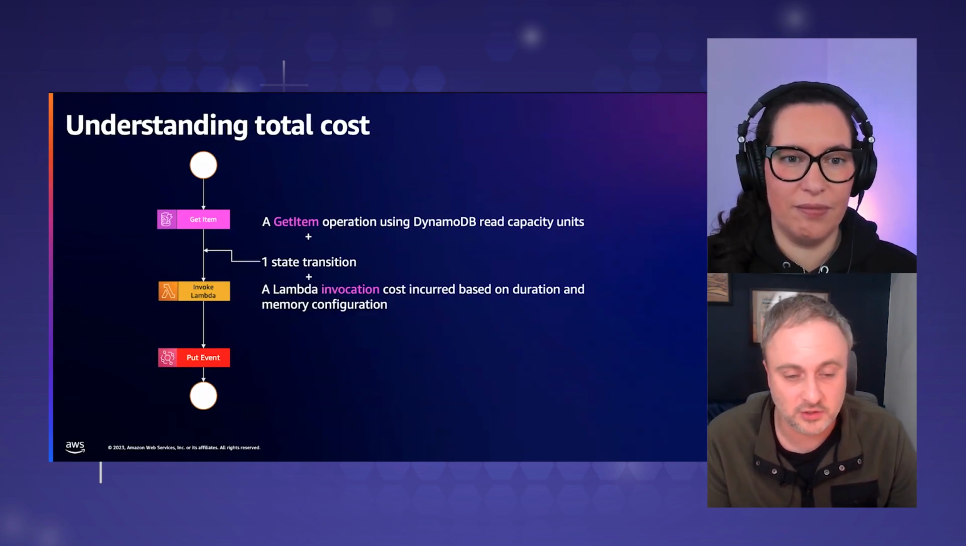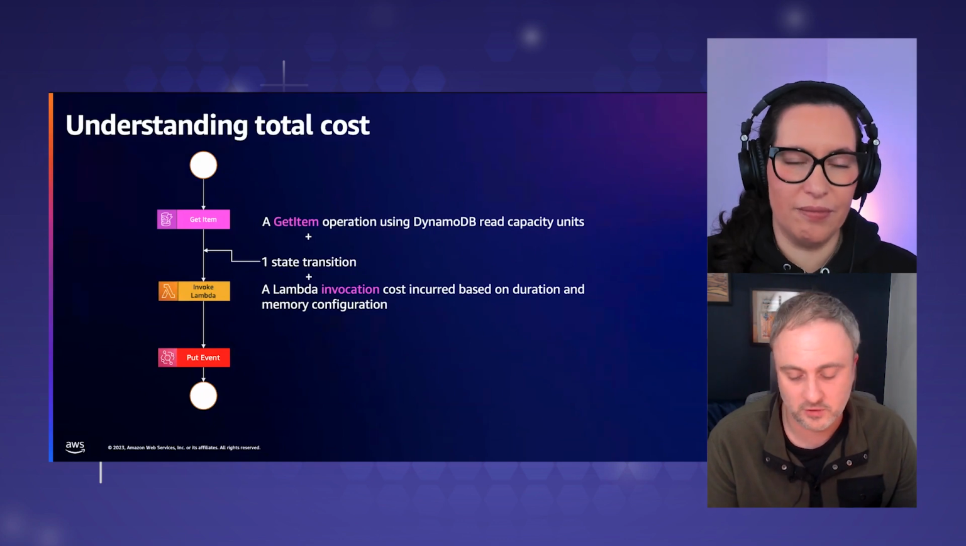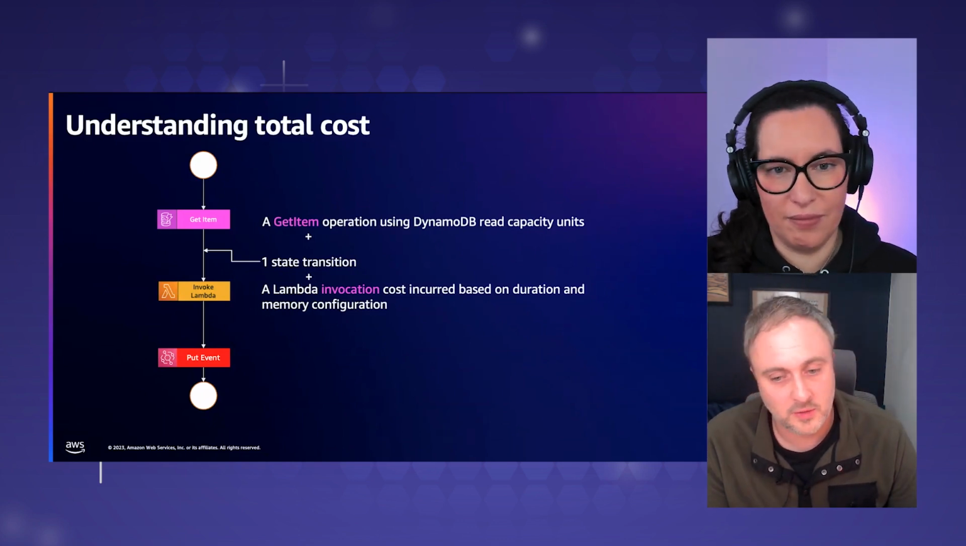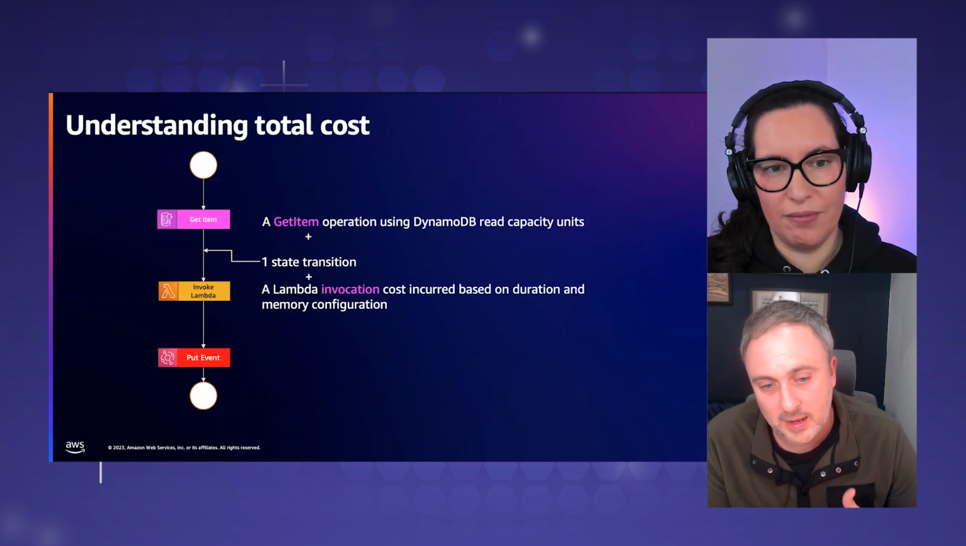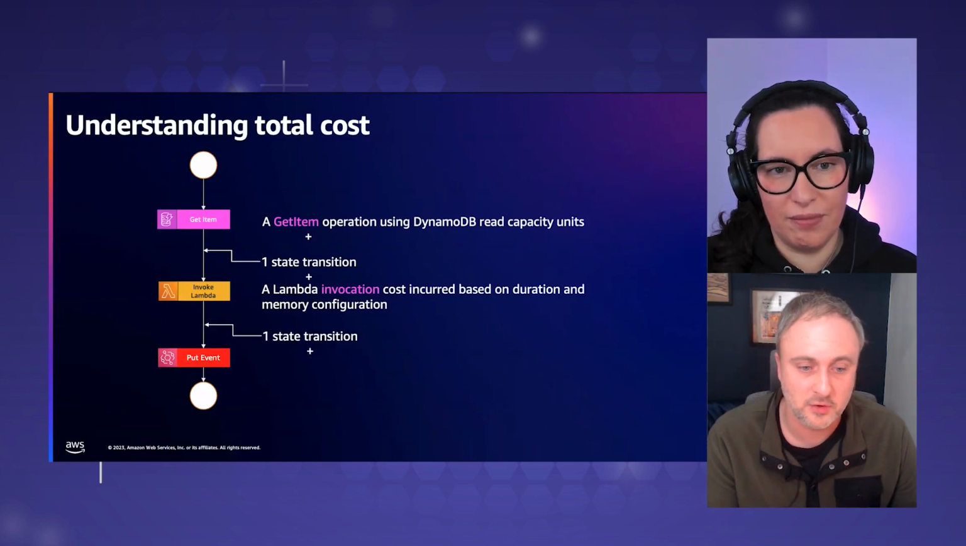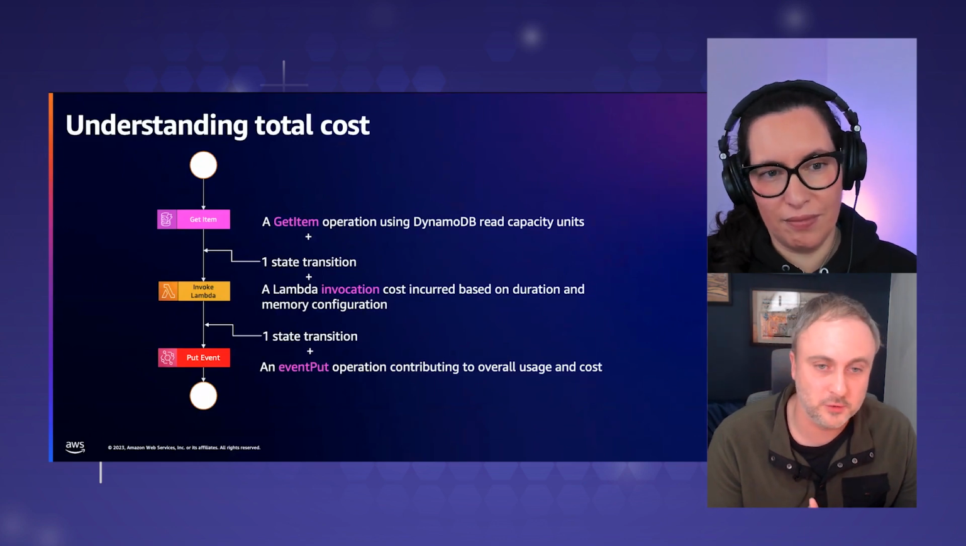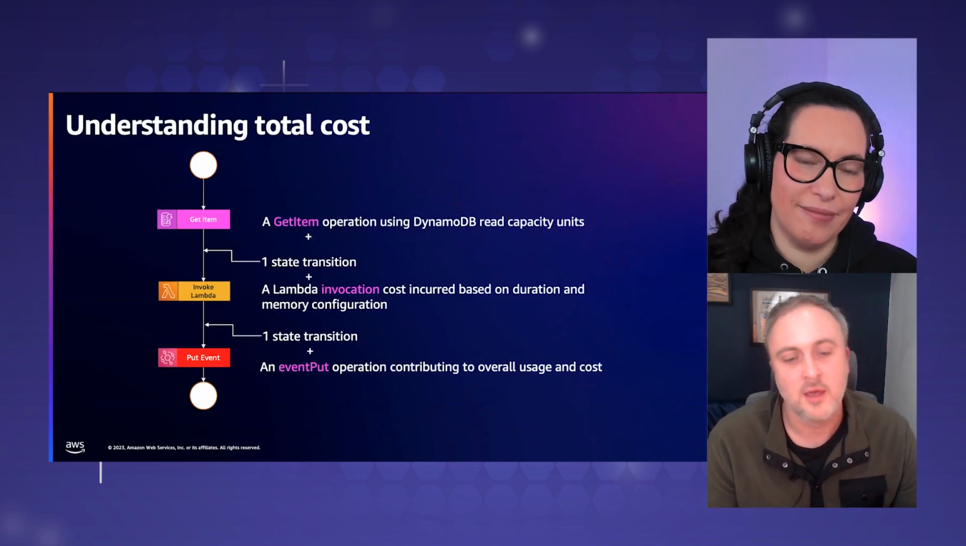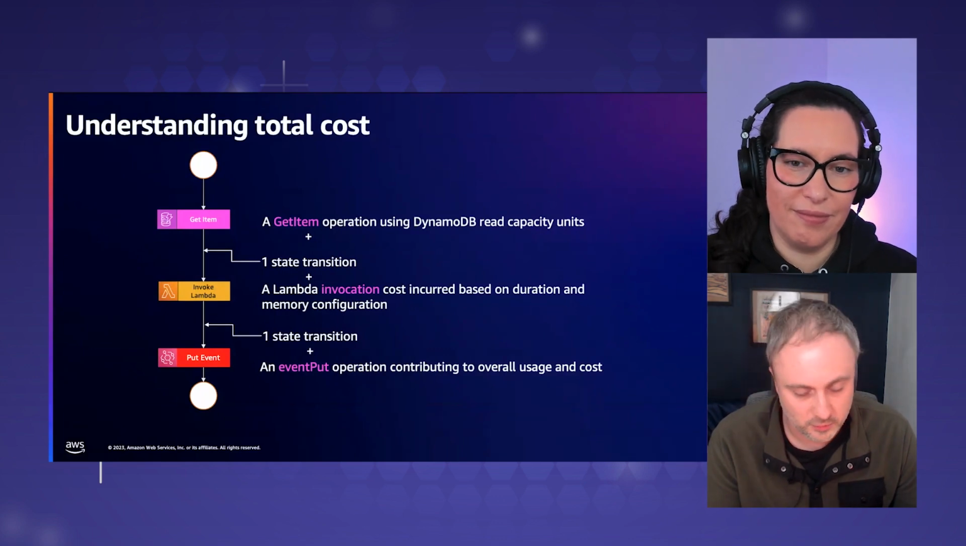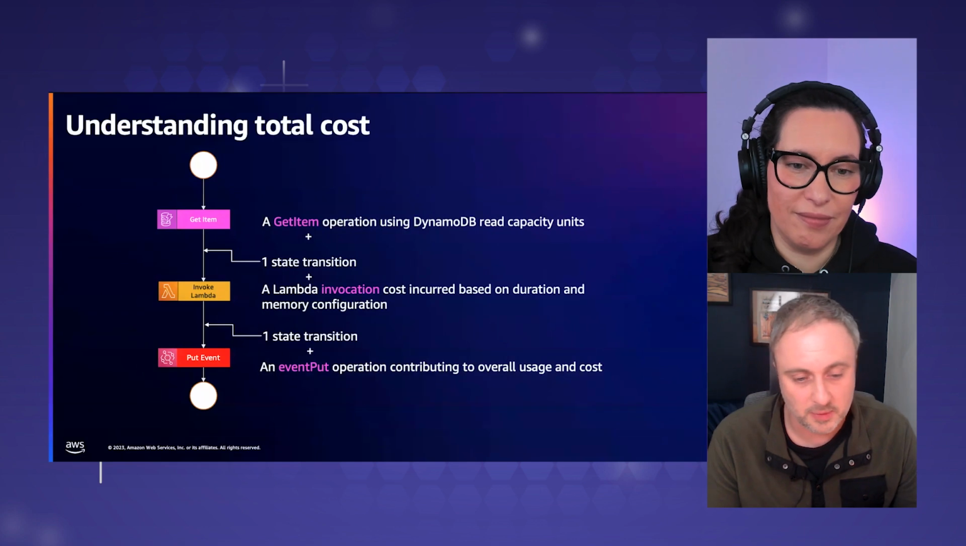Then I have a state transition, so that's back to my Step Functions cost. Then I invoke Lambda, so we know that's based on the duration of the Lambda function and the memory configuration. There's a cost associated with that. Then I go back to my Step Functions cost with my state transition. Then I put an event onto EventBridge. So there's different things going on, and different costs getting billed here.